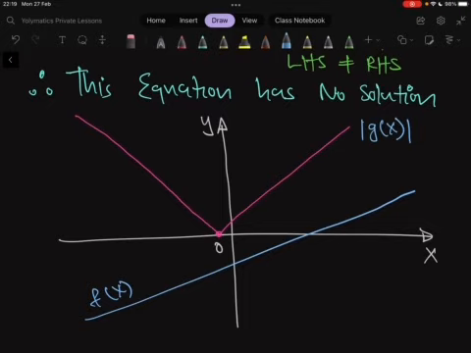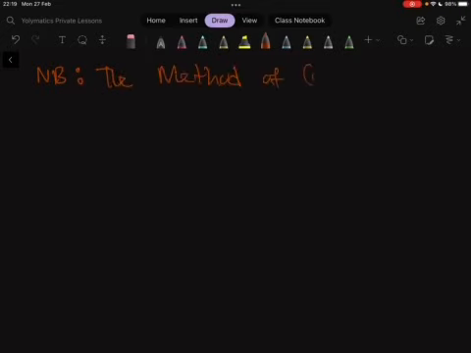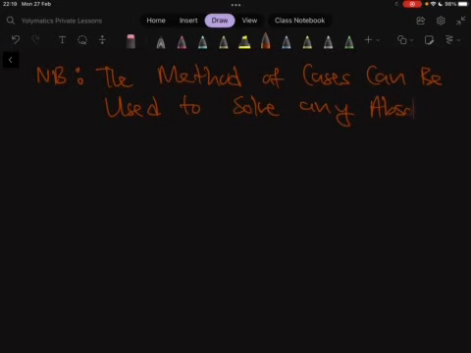So one thing that I'll just end with is that the method of cases can be used to solve any absolute value equation.